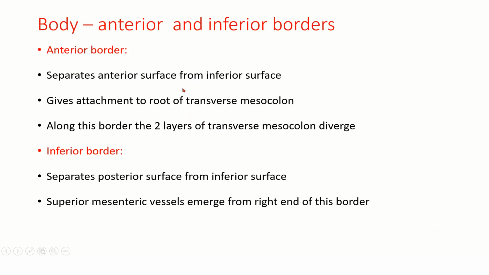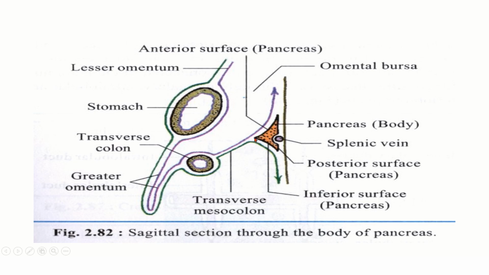Anterior border separates anterior surface from inferior surface, gives attachment to the root of the transverse mesocolon. Along this border, the two layers of the transverse mesocolon diverge, as I have shown in the earlier diagram. Then inferior border separates posterior surface from inferior surface. Superior mesenteric vessels emerge from the right end of this border. You can see here, along the anterior border, the superior and inferior layers of the transverse mesocolon are diverging.